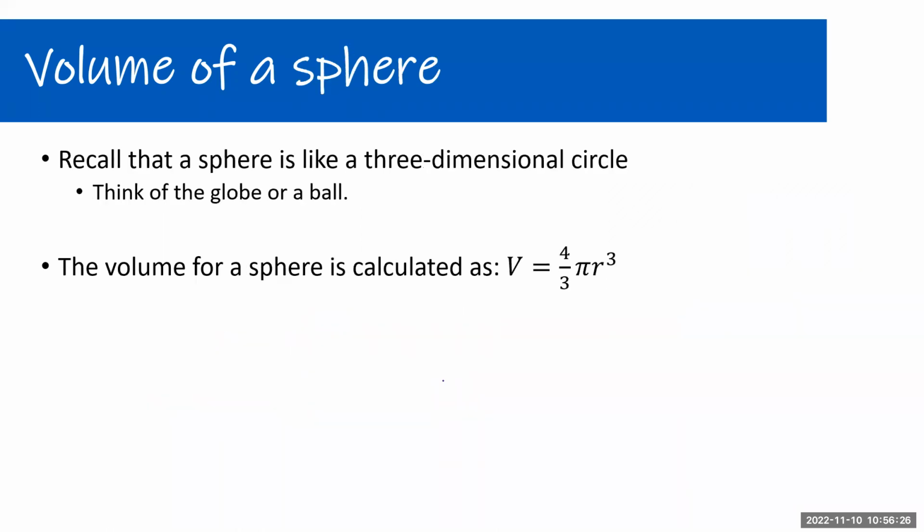Now the volume of a sphere. Remember that a sphere is a ball. It's just that perfectly round marble, ball, whatever you want to think of, the globe. The volume of a sphere is calculated as the volume equals 4/3 times pi r cubed. Again, that formula will be given to you, so don't worry about memorizing it. But you can see that it also has a cubic element because we're talking about 3 dimensions.